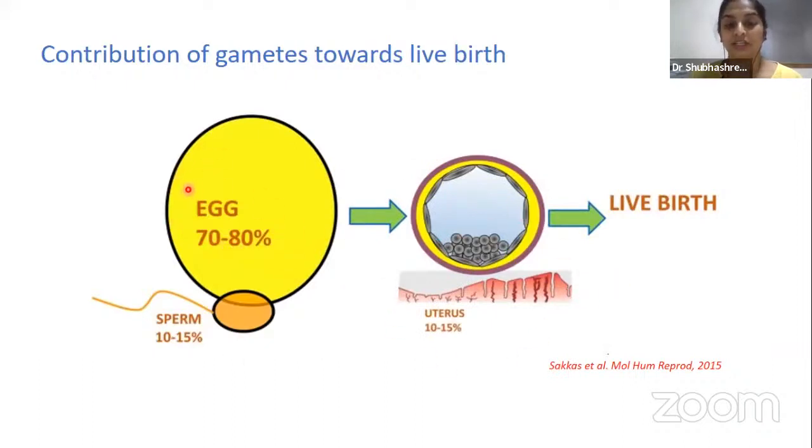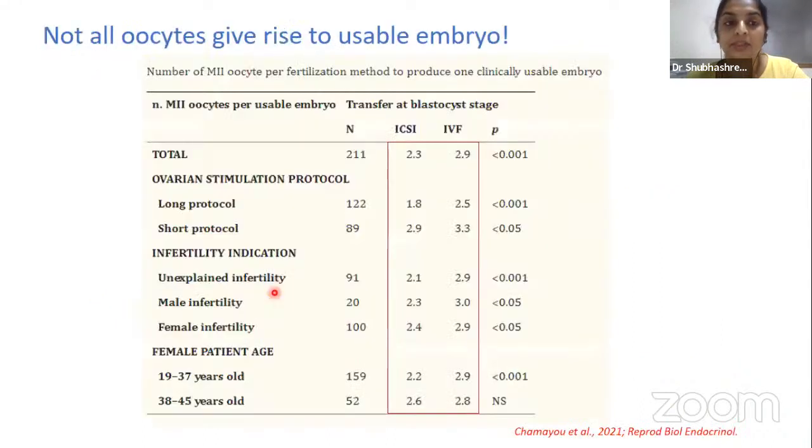If you see the oocyte or the egg, it contributes around 70 to 80% towards the live birth compared to the sperm, which is just 10 to 15%. So we need to understand what are the factors which can influence the oocyte quality and how we can assess the oocyte quality in detail before we can optimize the IVF or ICSI techniques in the lab. When we know the enormous contribution the oocyte makes towards the live birth, not all oocytes give rise to a usable embryo. Almost less than 50% of oocytes get wasted because only a few oocytes have the potency to become blastocysts and give the live birth.